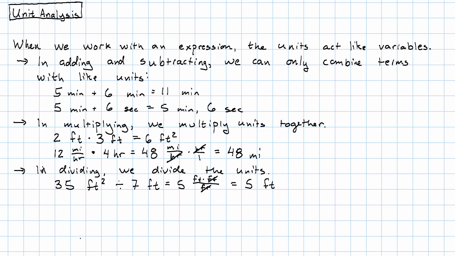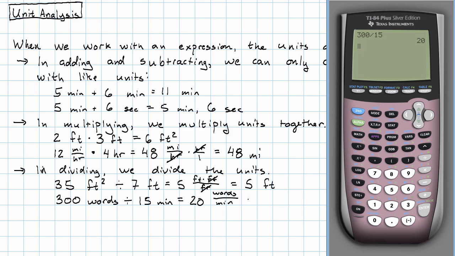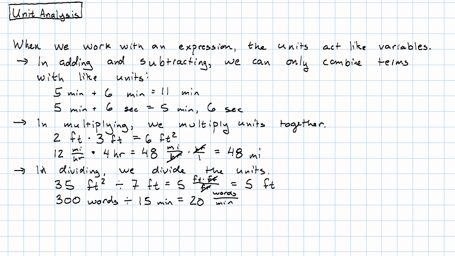Or, in another example, if someone types 300 words in 15 minutes, then 300 divided by 15 may be a job for a calculator. That's 20. And then words over minutes. Of course, there's nothing we can cancel there. We're just left with words per minute. We saw all of this informally when we were just working with units as words. But now that we have an understanding of variables, we can actually make use of this. Let's see this in action.